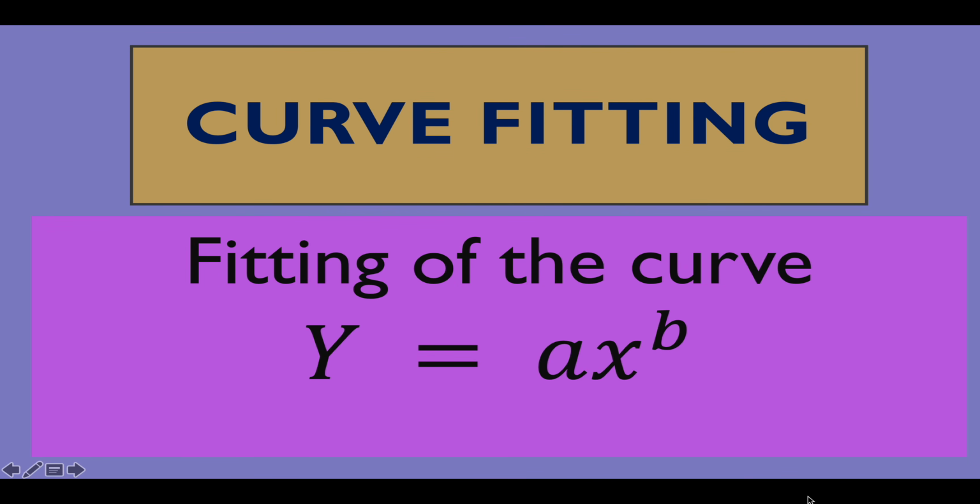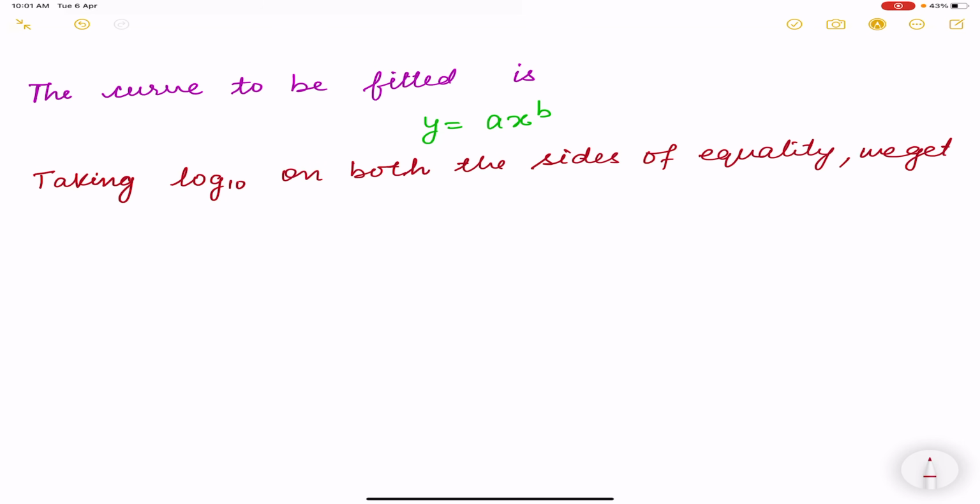Welcome again, students. Our topic this time again is curve fitting, and I'm trying to cover each and every curve. And this time we are going to fit the curve of type y is equal to ax to the power b. So the curve to be fitted is y is equal to ax to the power b. As we did in the previous lectures also, we are going to take log on both sides of the equality, and on taking log we are taking log to the base 10.